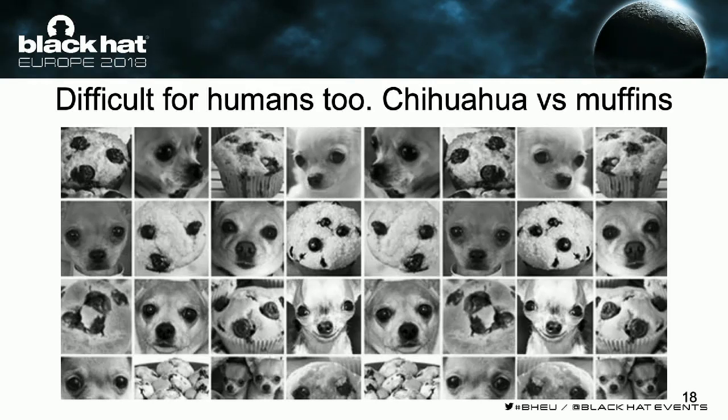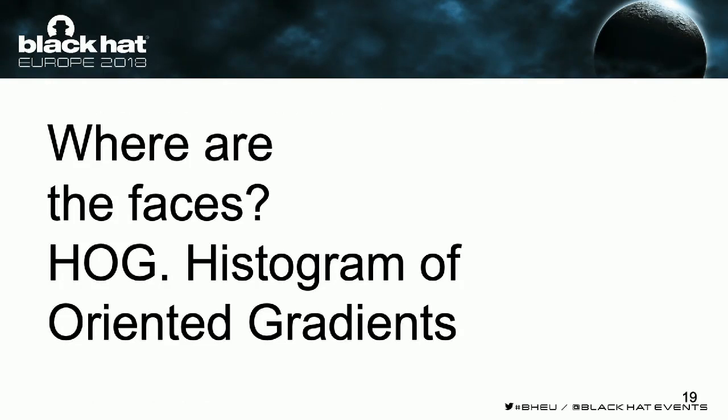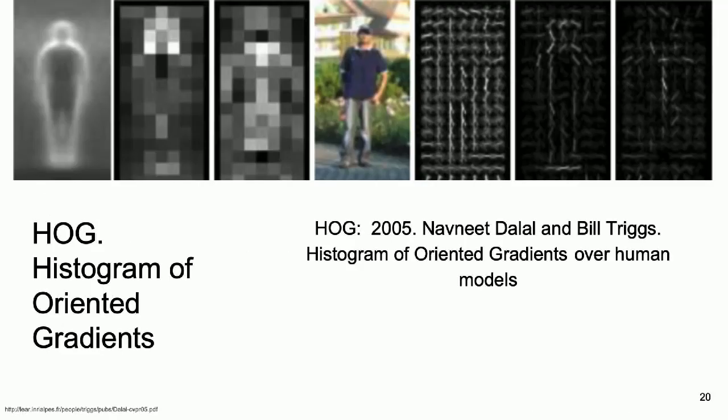Okay. The recognition of these faces, where are the faces in the image? In this talk, we talk about HOG, histogram of oriented gradients, and CNN, convolutional neural network. Well, let's start with the histogram of oriented gradients to locate faces in an image. The HOG technique was developed in 2005 and tries to find where the darkest points of the image move and draw oriented gradients towards these directions.